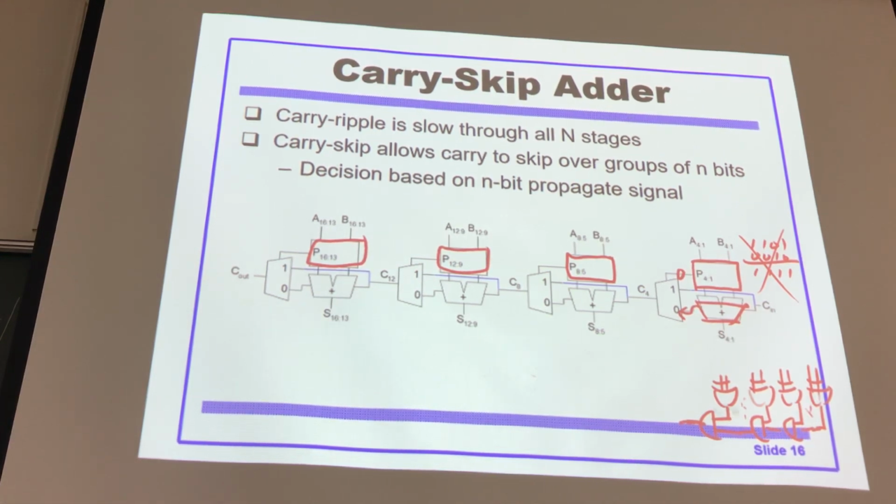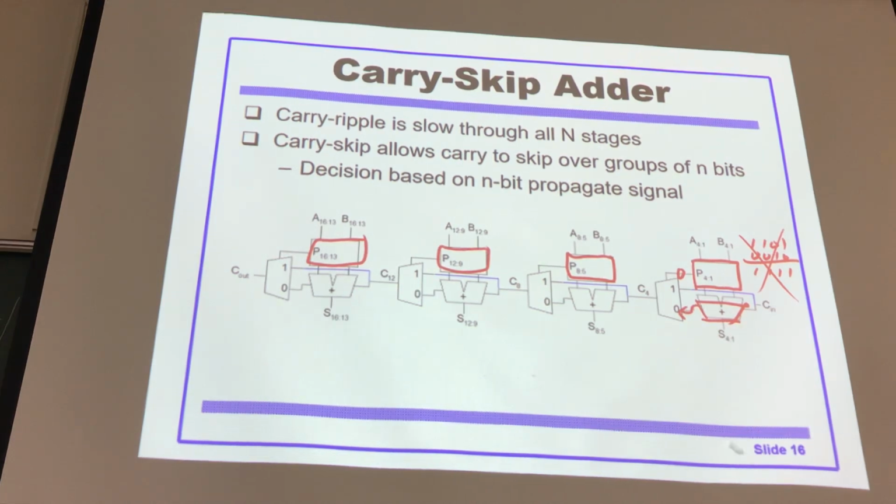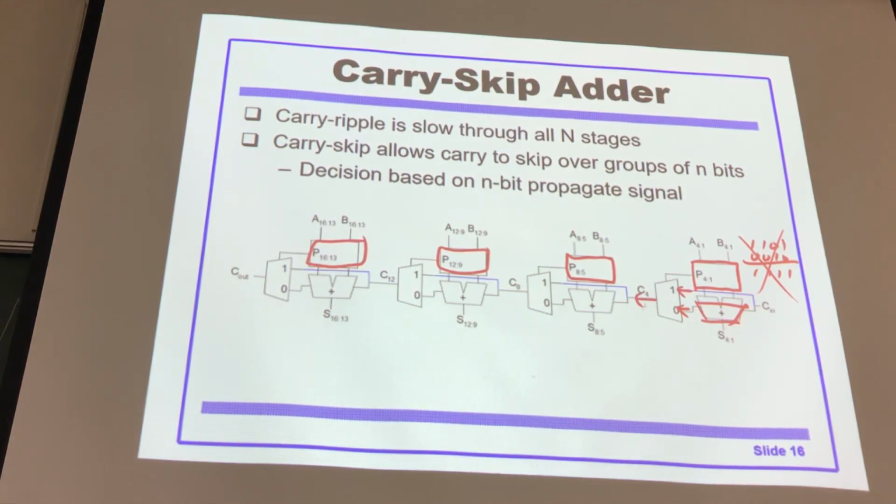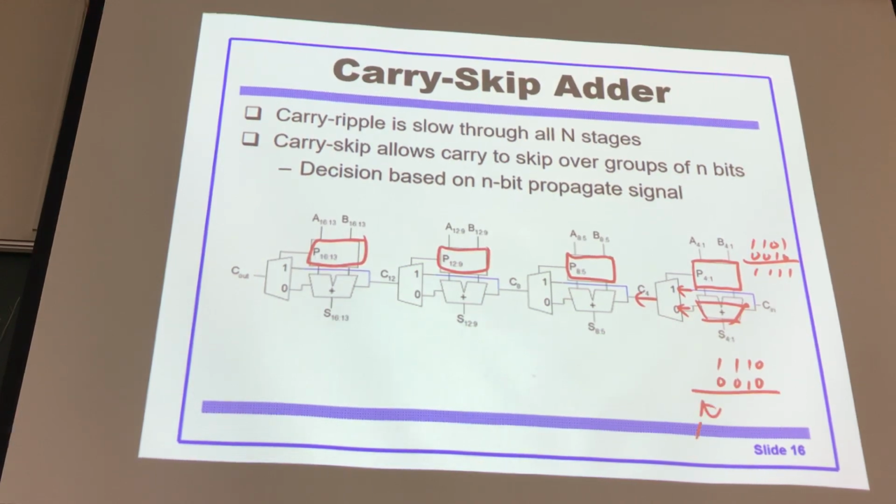Either you can generate carry out. For example, there are two cases you can generate carry out 1. Either this case, right? 1, 1, 1, 1. And then you carry in 1. Then you carry out 1. Otherwise, carry in 0, carry out 0. Or you have something like, by yourself, you can carry out 1.